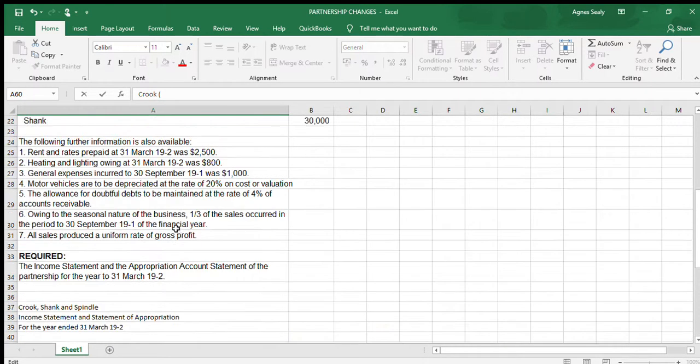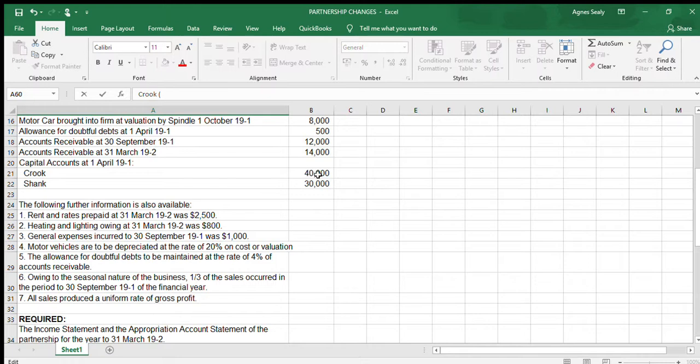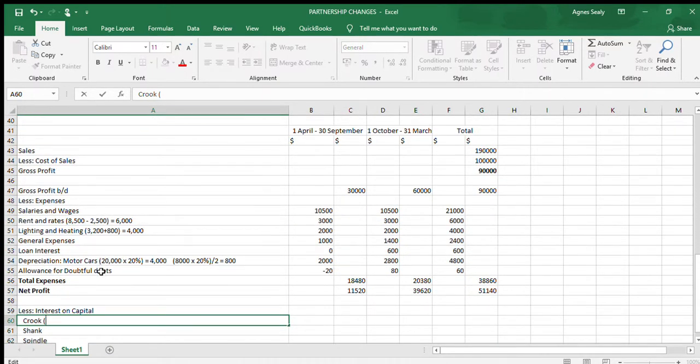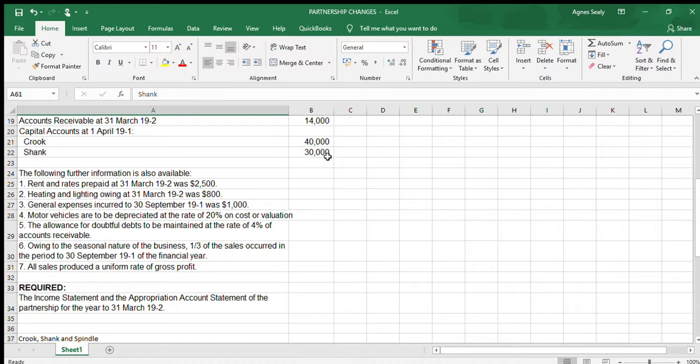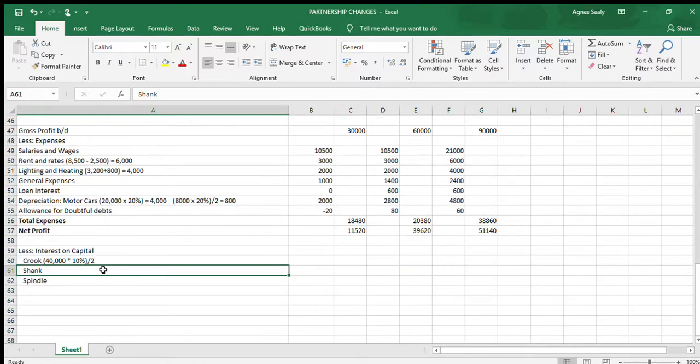So Crook had capital of $40,000 at the beginning. So that is $40,000 times 10%, and that will be divided by 2. Shank had capital of $30,000. I think I mentioned earlier I said 20, but his capital is $30,000. So his interest will be $30,000 times 10%, and that's also divided by 2.